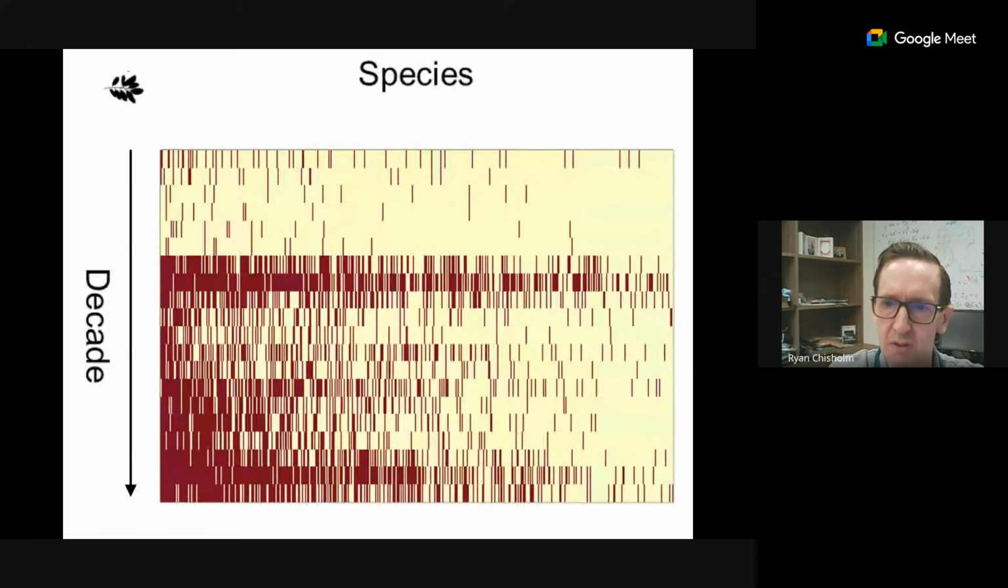Just to show you what one of the detection matrices looks like, this is for plants. I have decade on the vertical axis and species on the horizontal axis. Yellow indicates the species wasn't seen in that decade, and red indicates it was. From that, we have to make some inferences about extinction rates in this big binary matrix. The matrix is quite sparse, but it's big.